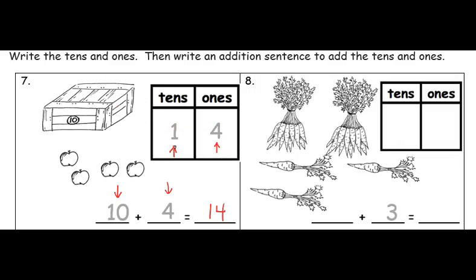Going across, I have some carrots. I have 2 groups of 10, so that's 2 tens, and then 3 individual carrots. To write my number sentence, I would say I have 20 carrots. I got that from my 2 groups of 10, and then 3 carrots for a total of 23 carrots.